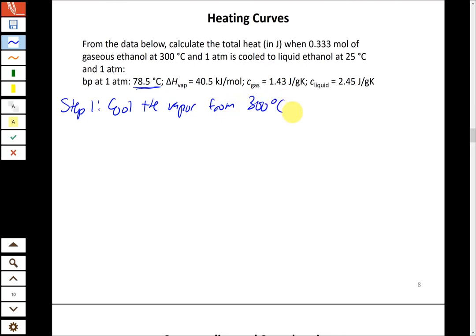I would not recommend playing with ethanol vapor at 300 degrees Celsius because there's a good chance you'll have a fire. But if you don't have oxygen around, you'll be okay. But if you cool that down from 300 degrees Celsius to 78.5, at that temperature, that's when it's going to start condensing back to the liquid. So first you have to cool it down to that temperature before anything else will happen.